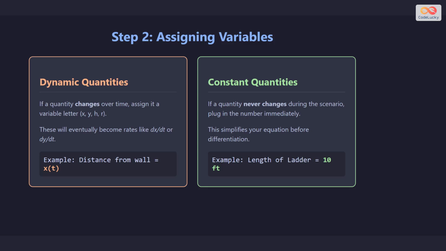Step 2 is assigning variables. This is the most critical part. You need to distinguish between dynamic quantities and constant quantities. If something changes size or position, give it a letter like X or Y. If something stays the same size, like the length of a ladder, write the number down immediately. This simplifies the math later.